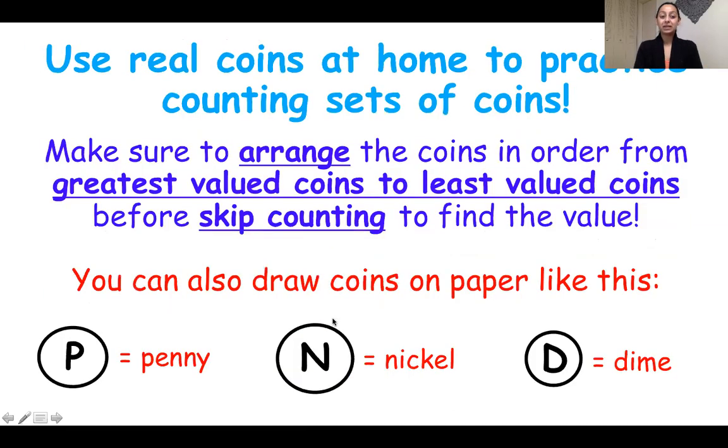Very nice. Now, when you're at home practicing money, you can use real coins to count sets of coins. Just make sure that you arrange the coins in order from greatest valued coin to the least valued coins before you start skip counting to find the value. You can also draw coins on paper if you don't have coins at home to use. So to draw a penny, just make a circle with a capital P inside. To draw a nickel, make a circle with a capital N inside. And to draw a dime, draw a circle with a capital D inside. That way you can draw a bunch of coins, order them from greatest to least, and then underneath you can count the value just like we did in this PowerPoint.